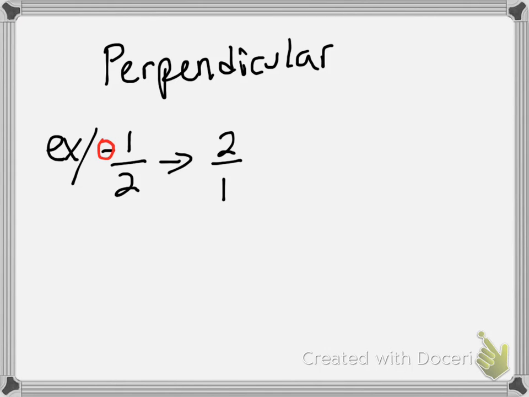So that first slope is -1/2. Our new slope is going to be 2/1, positive 2/1. And if it simplifies, simplify it. 2 divided by 1 really is 2. So -1/2 is perpendicular to 2.